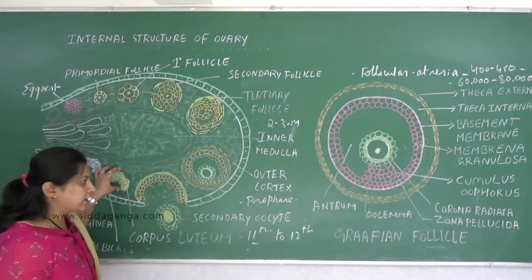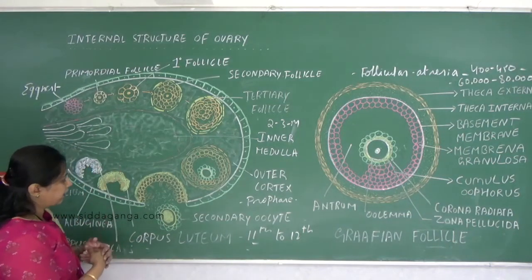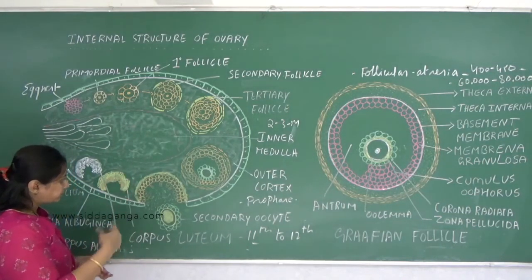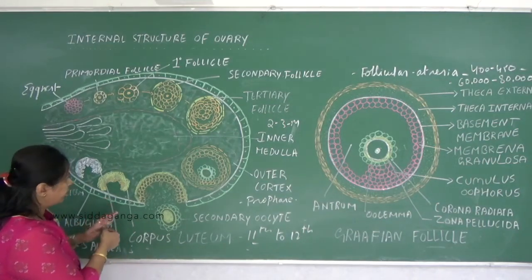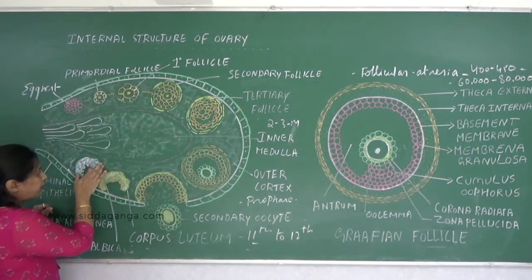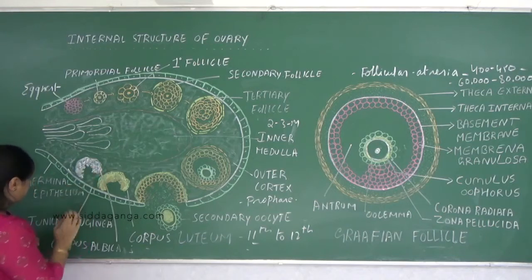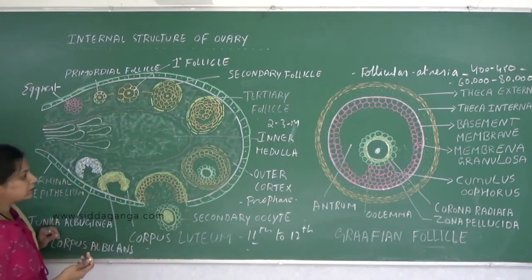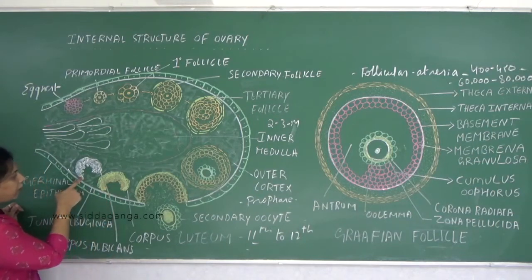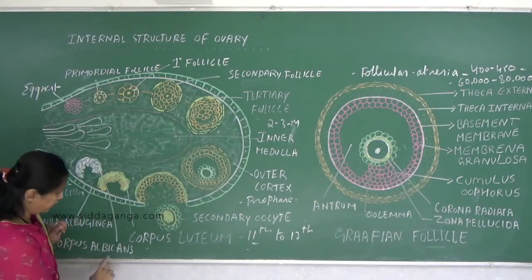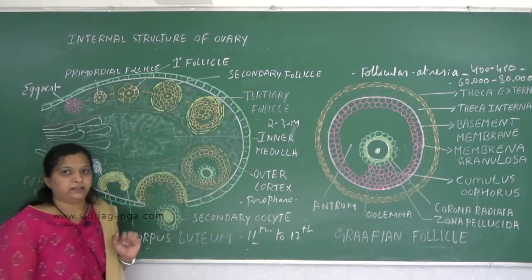Suppose fertilization does not happen and pregnancy does not occur, the corpus luteum will remain for another 14 days and then degenerate. It turns into a whitish mass of fibrous tissue. So that is called what? Corpus albicans. So if pregnancy does not occur, the corpus luteum changes to form a whitish mass of fibrous tissue called the corpus albicans.